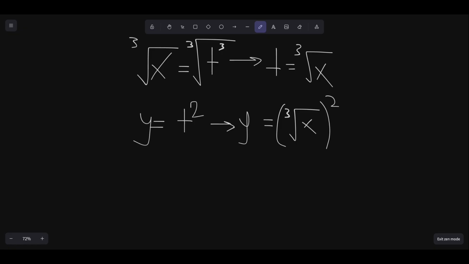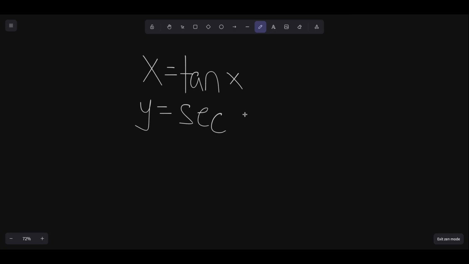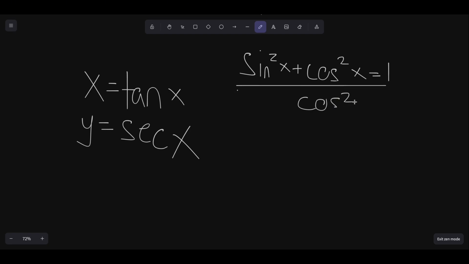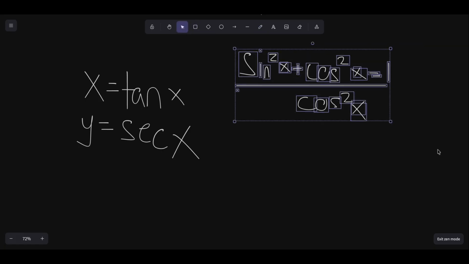Let's do some other trickier eliminate the parameter problems. You can also have weird ones. Like if I let x be equal to tan t, and I let y be equal to secant t, well, let's think back to the Pythagorean trig identity, right? So sine squared t plus cosine squared t is equal to 1. And so how would I get tangent? Well, if I want to get tangent, I'll just divide the whole equation by cosine squared t. And so I just get tan squared t plus 1 is equal to secant squared t, right?